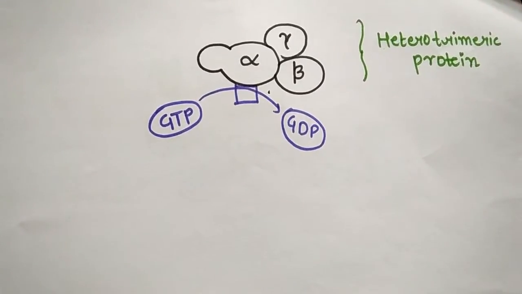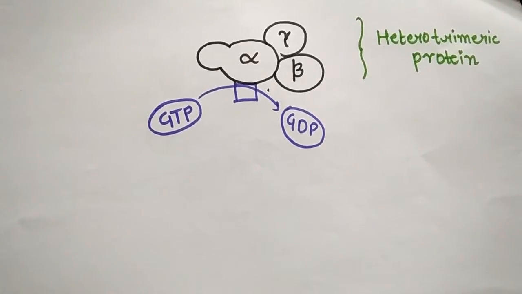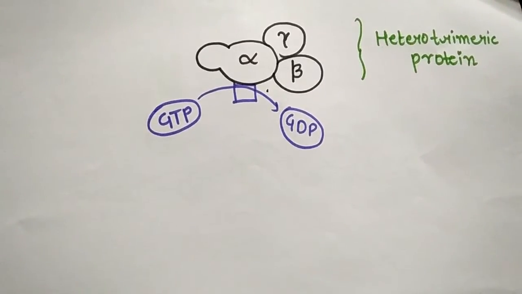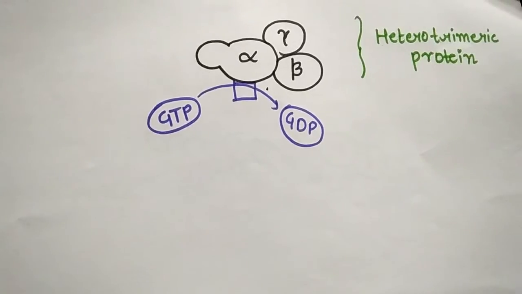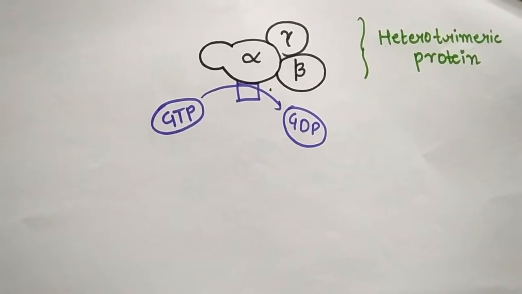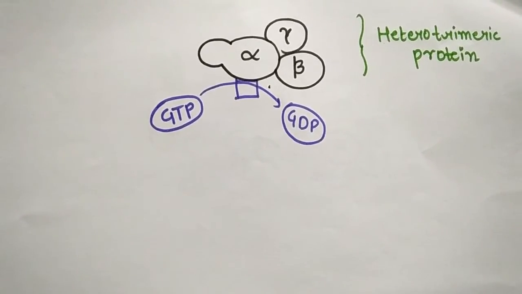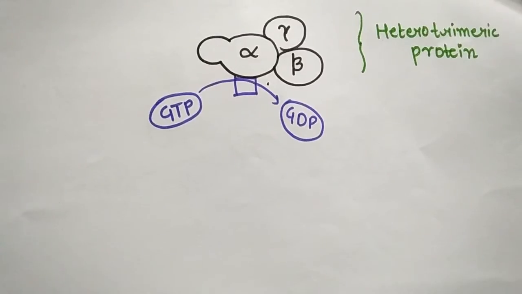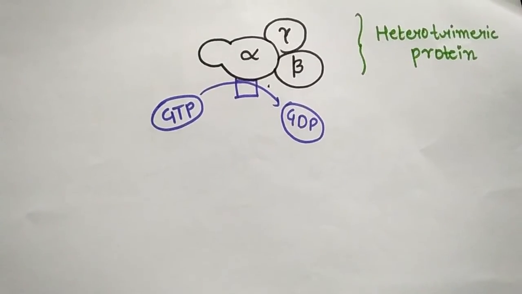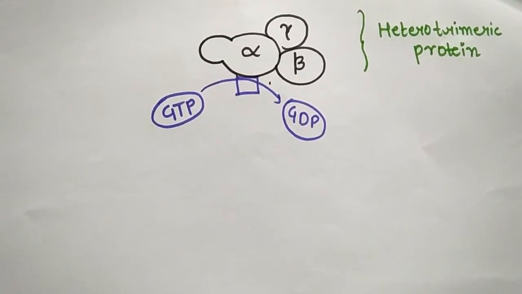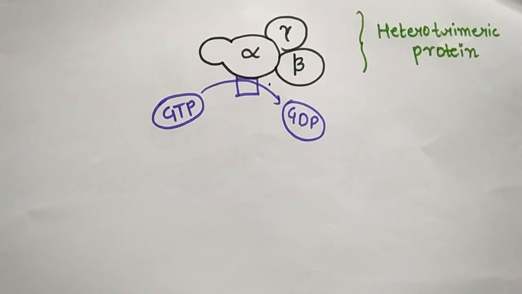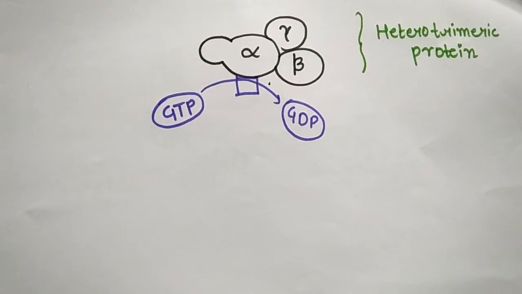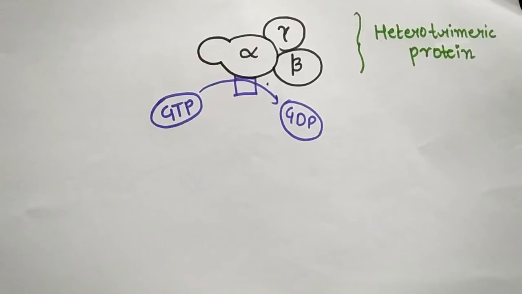Now, let us first understand what G proteins actually are. G proteins are specialized proteins with the ability to bind nucleotides, that is GTP or GDP. G proteins are heterotrimeric proteins that consist of 3 different polypeptide subunits, that is alpha subunit, beta subunit and gamma subunit.